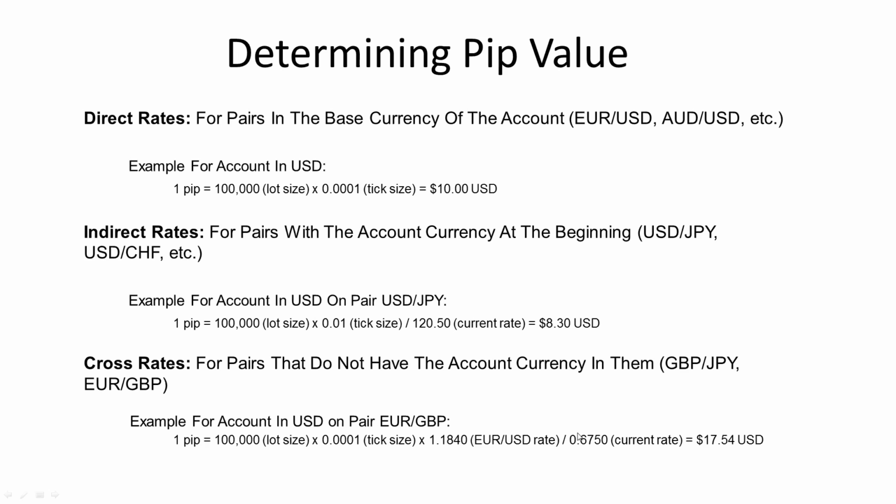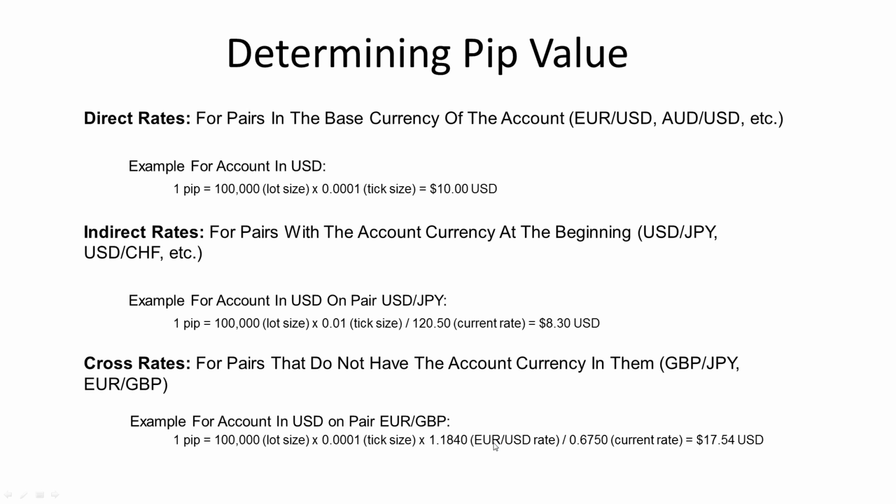Now the last one, to take it even one step further, is for pairs that do not have the account currency in them at all. These are called cross rates. Pound yen and euro pound fall into this category. An example on the euro pound: take your 100,000 lot size times 0.0001. Again, this currency is quoted with 4 or 5 digits, so we take the 0.0001 and multiply that by the current euro dollar rate. So don't get that confused here.